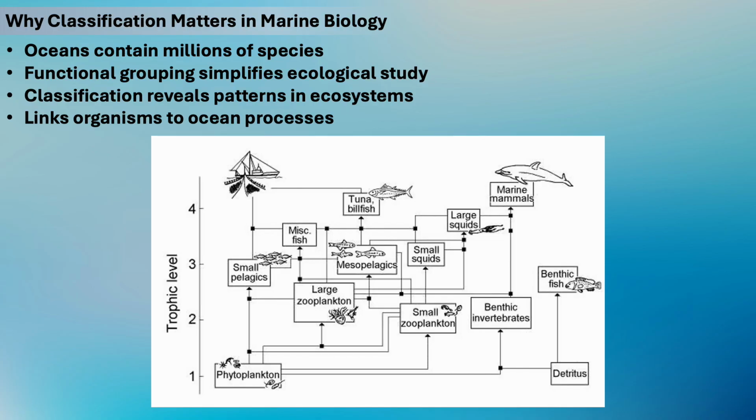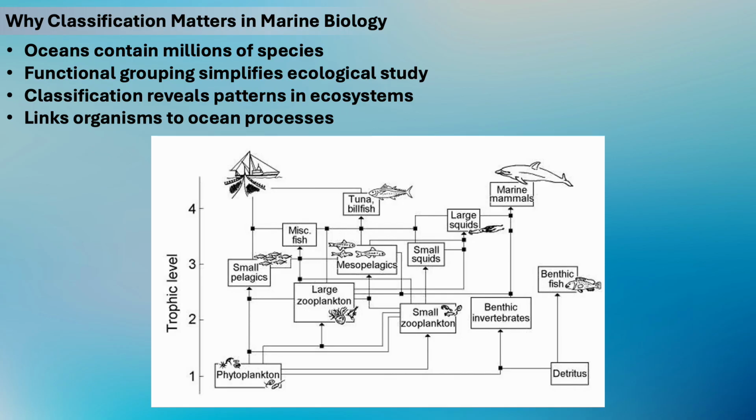When we think about life in the ocean, one of the first things that becomes apparent is the sheer magnitude of biological diversity. Scientists estimate that millions of species may inhabit the ocean, although only a small fraction have been formally described. These organisms range from microscopic bacteria and phytoplankton to massive vertebrates such as sharks and whales. Attempting to understand ocean ecosystems by examining every species individually would be nearly impossible.